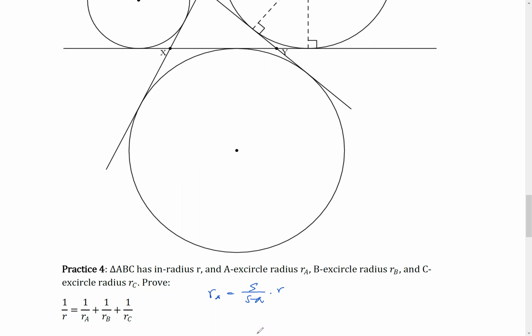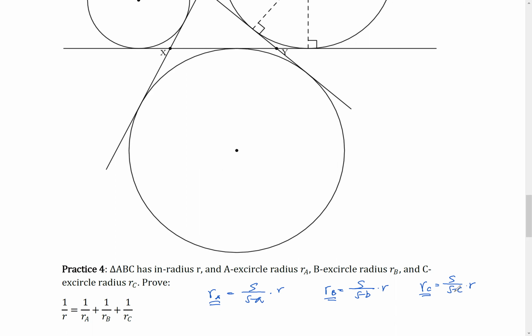And if you use the same proof, the same method, then you should be able to prove that RB equals s divided by (s minus b) times r, because it's symmetric. There's nothing special for A. Whatever you did for A, it works for B, and it should also work for C. All right? These formulas are symmetric.